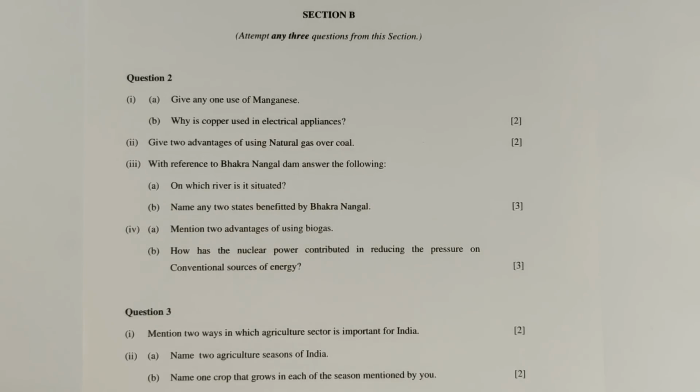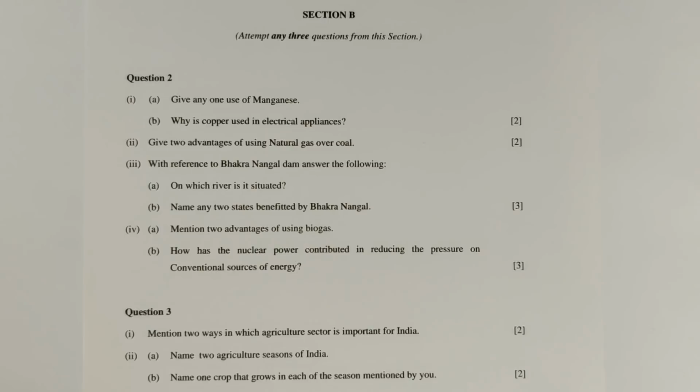Part 2. You have to give 2 advantages of using natural gas over coal. Guys, first of all, natural gas is more environment friendly as compared to coal. And secondly, natural gas is much easier to transport as compared to coal. Natural gas can be transported through pipelines.